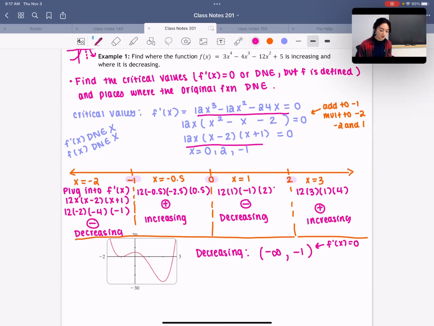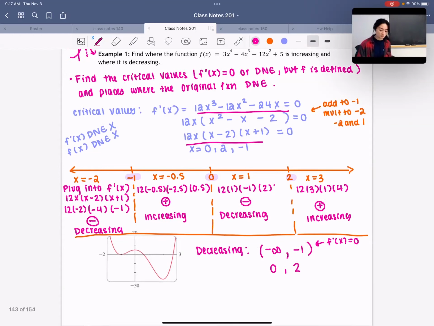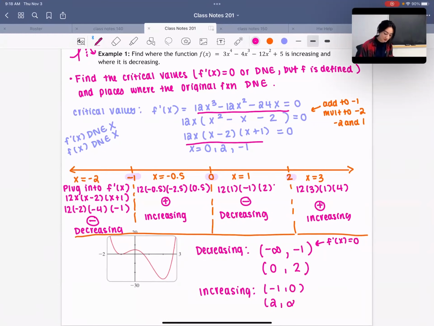Now we have another interval where we're decreasing between 0 and 2, and just like the other ones, parentheses, right? So those are all the intervals where we are decreasing. All right, let's do increasing. Pretty self-explanatory here, right? We just have -1 to 0 and 2 to infinity.